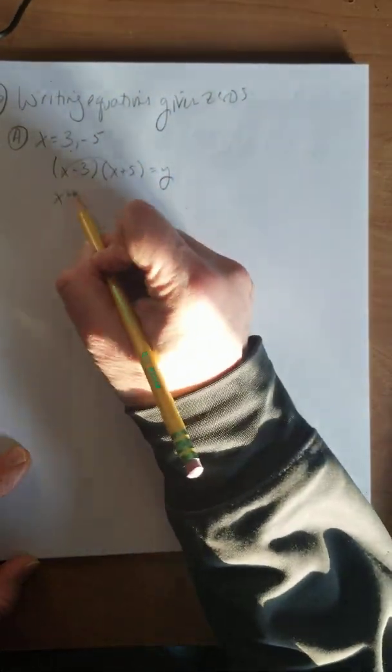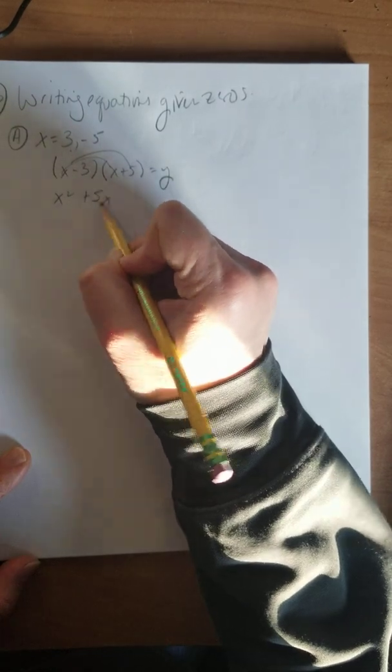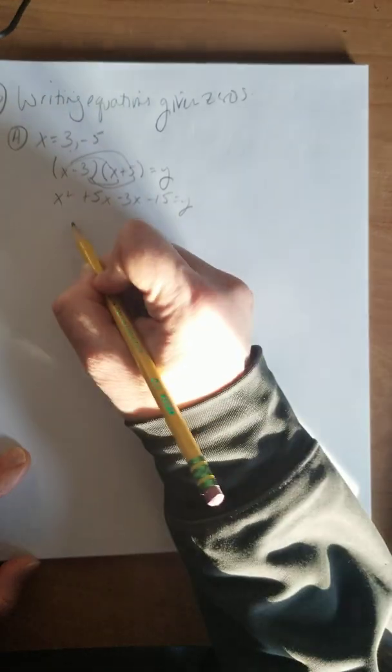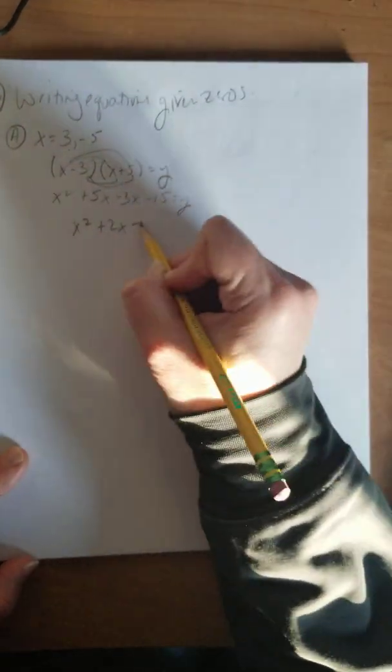X times x is an x squared. X times 5, that's a 5x. Negative 3 times x is a negative 3x. Negative 3 times 5 is negative 15. Combine your middle terms, you get x squared plus 2x minus 15.